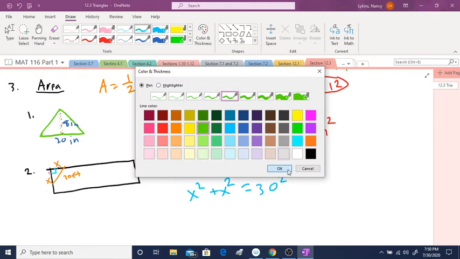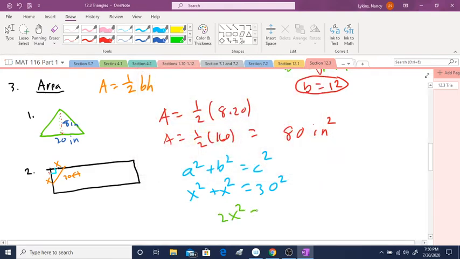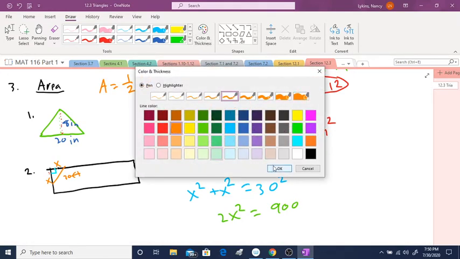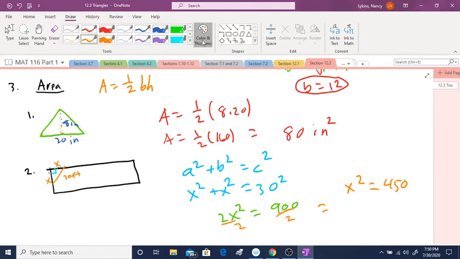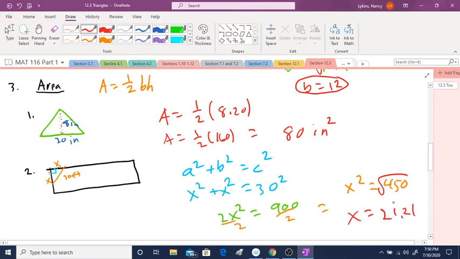Now, combining the like terms, that means I have 2x squared equals, okay, what is 30 squared? Well, it's 900. 30 times 30 is 900. Divide by 2. You get x squared equals 450. We're almost finished. Then what we need to do is take the square root. So x equals roughly 21.21.